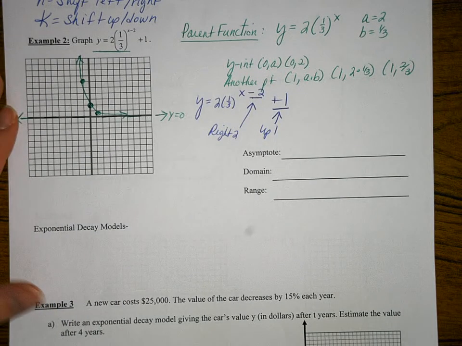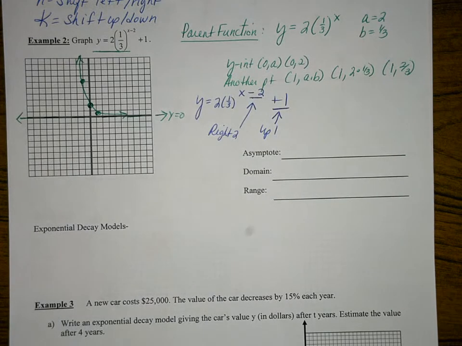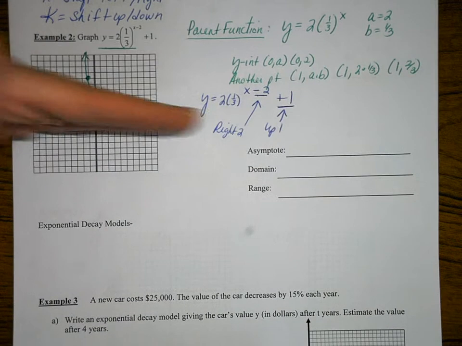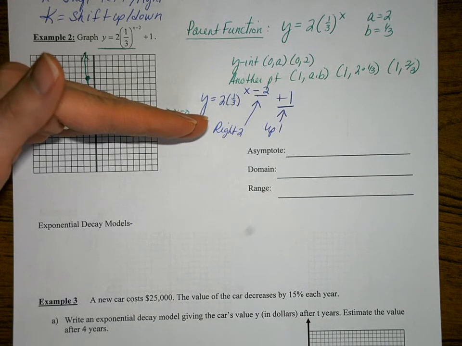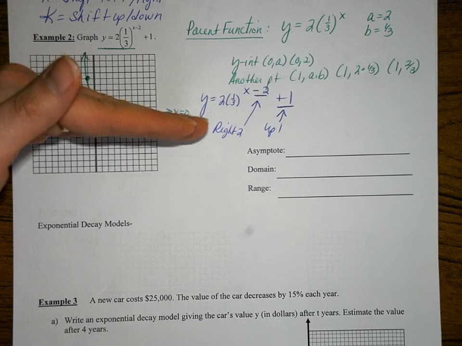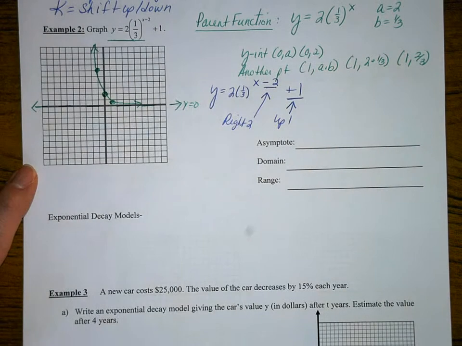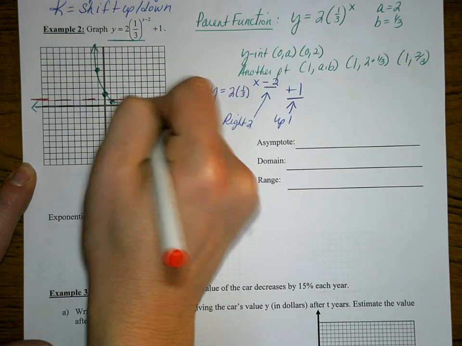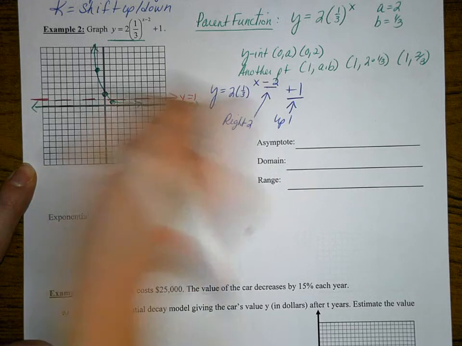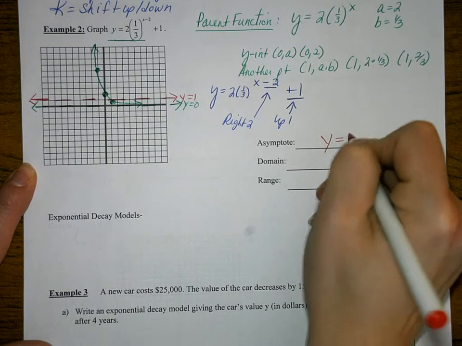Any questions so far? Okay. All right, now what am I going to move first? Move your asymptote first. It's the guide for your graph. Move it right 2. What happens? Asymptote's not really going anywhere. Right 2 doesn't do anything to that horizontal line, but up 1 sure does. So I'm going to move it up 1, and now my asymptote is at what? Y equals 1.